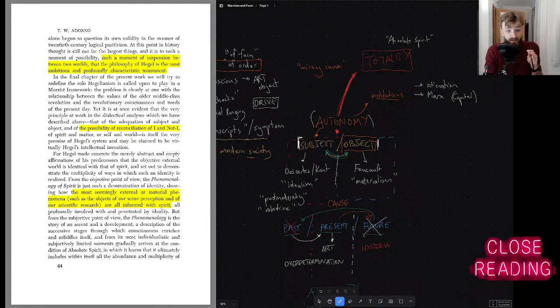So this is the first. Here's a nice framing of it in Jameson's text: the very principle at work in dialectical analysis is the adequation of subject and object, the possibility of reconciliation of the I, the subject, and the not I, the social, the world out there, the object, right? Of spirit and matter, of self and the world. This is the premise of Hegel's system, and it is virtually Hegel's intellectual invention to posit this dialectical method.